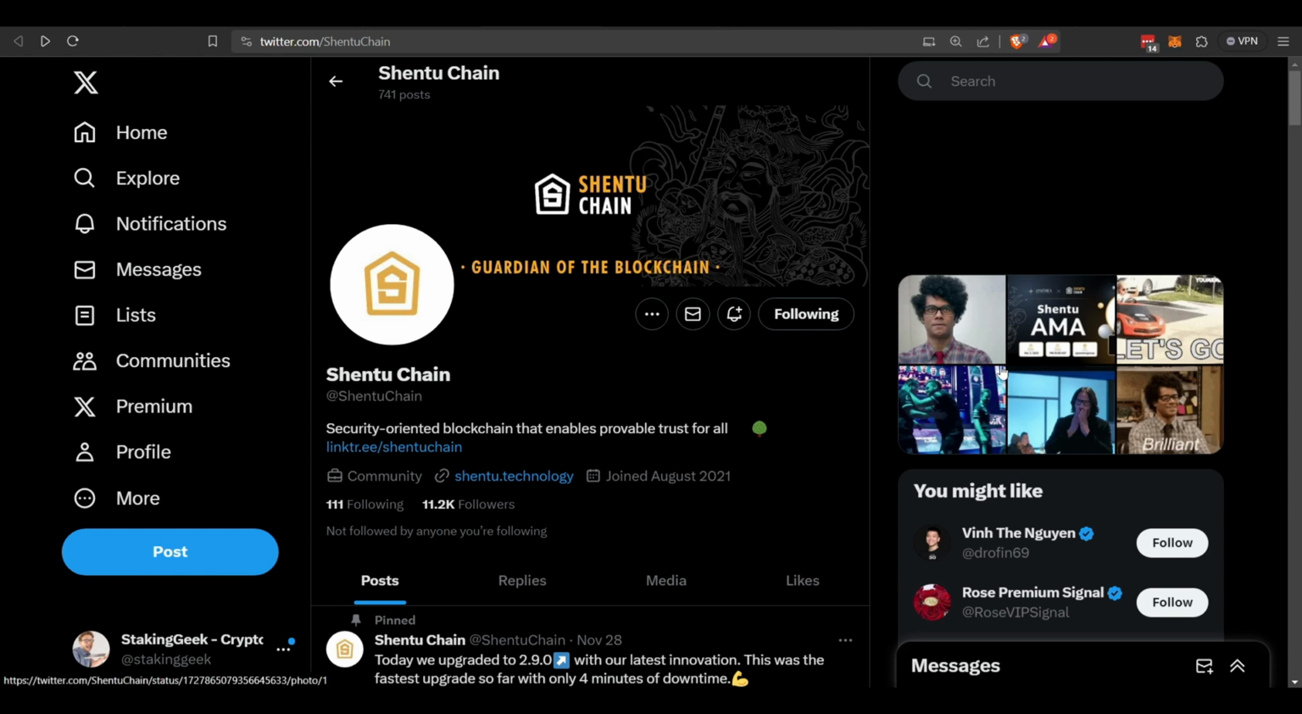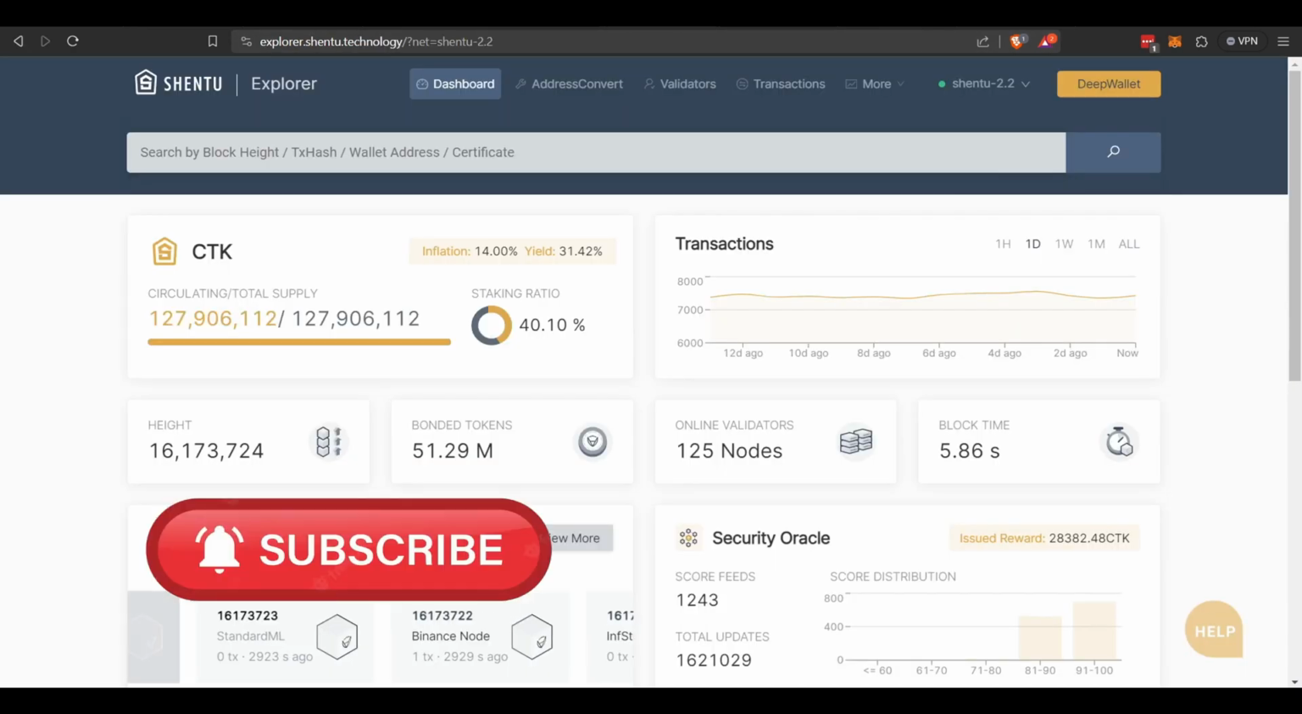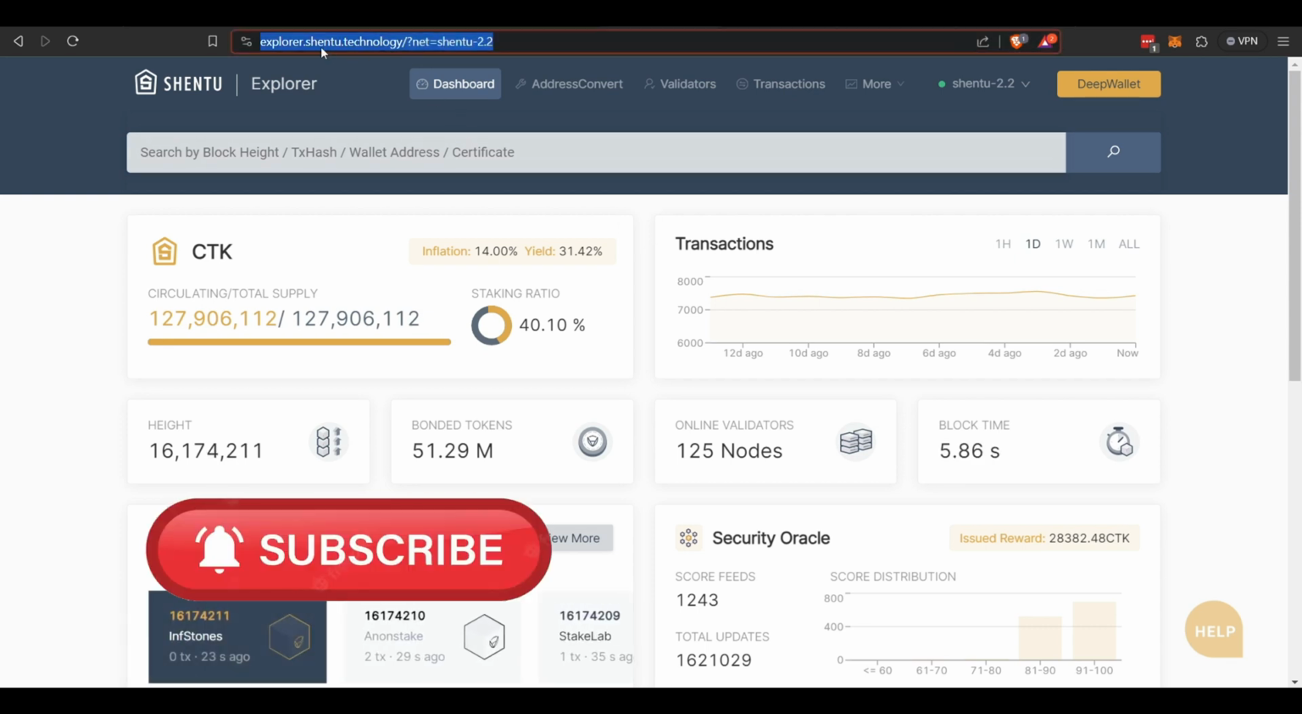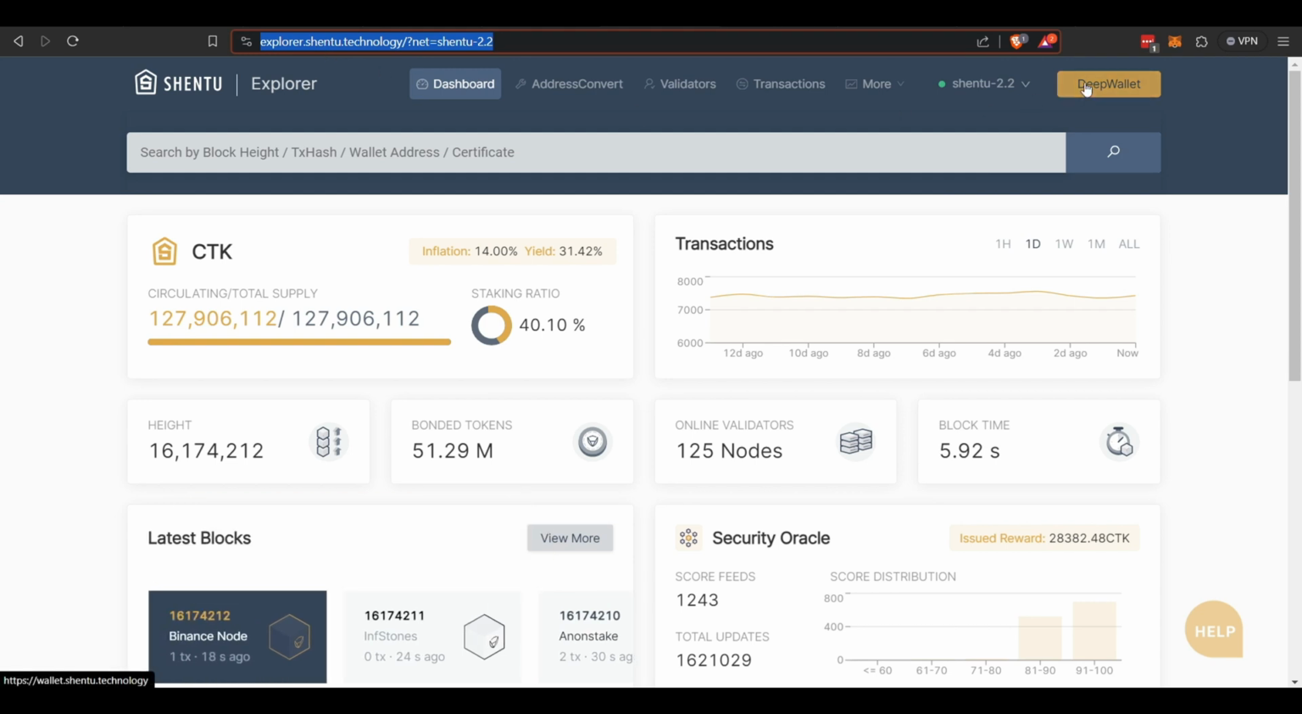All right, so how do we stake the CTK token to earn passive income from people insuring their crypto? So let's go over here. You might want to start at this link, explore.shentu.technology. You're going to have to come over here and create a wallet, a DeepWallet.